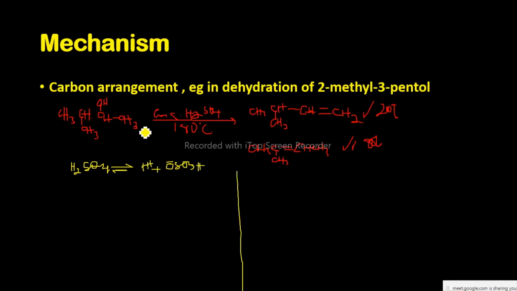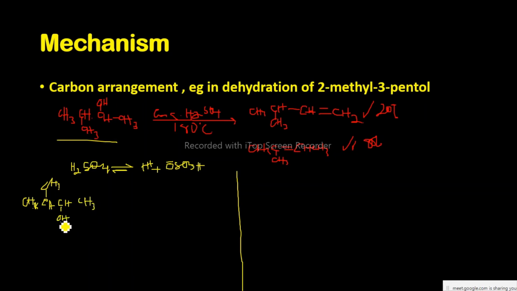Now the second step is protonation of our alcohol. So let us protonate our alcohol. I'm writing this: CH3, this is a methyl group, then this is the CH, this is our OH, and finally CH3. As simple as that.